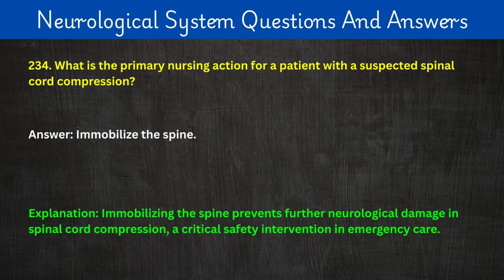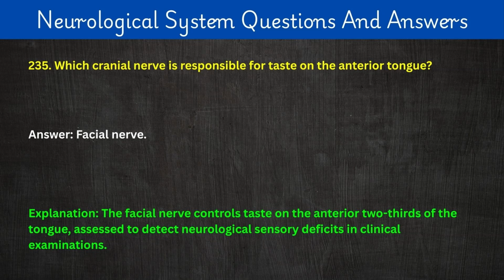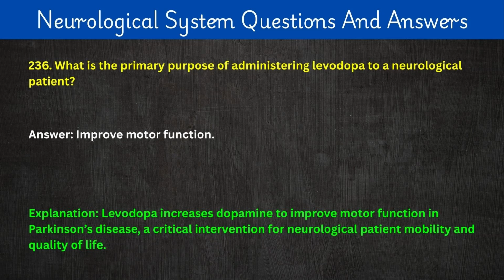235. Which cranial nerve is responsible for taste on the anterior tongue? Answer: facial nerve. Explanation: the facial nerve controls taste on the anterior two-thirds of the tongue, assessed to detect neurological sensory deficits in clinical examinations. 236. What is the primary purpose of administering levodopa to a neurological patient? Answer: improve motor function. Explanation: levodopa increases dopamine to improve motor function in Parkinson's disease, a critical intervention for neurological patient mobility and quality of life.